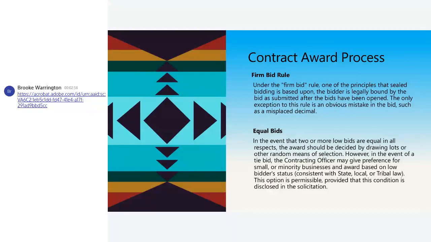Equal bids. In the event that you have 2 or more bids equal in all respects, the award should be decided by drawing lots or other random means of selection. However, in the event of a tie bid, your contracting officer can give preference for small or minority businesses and award based on low bidder status, consistent with your state, local, and tribal law. This option is permissible provided that this condition is disclosed in the solicitation itself.